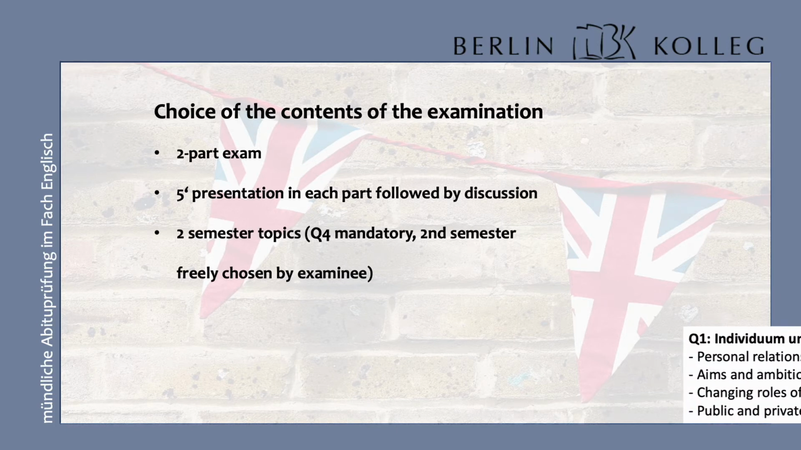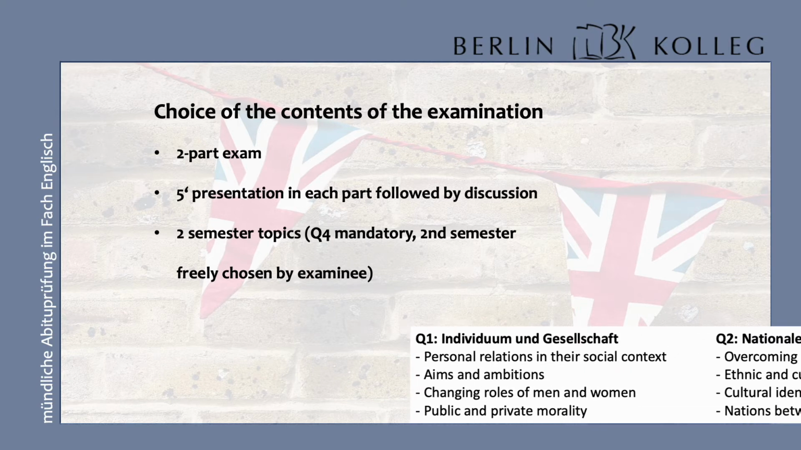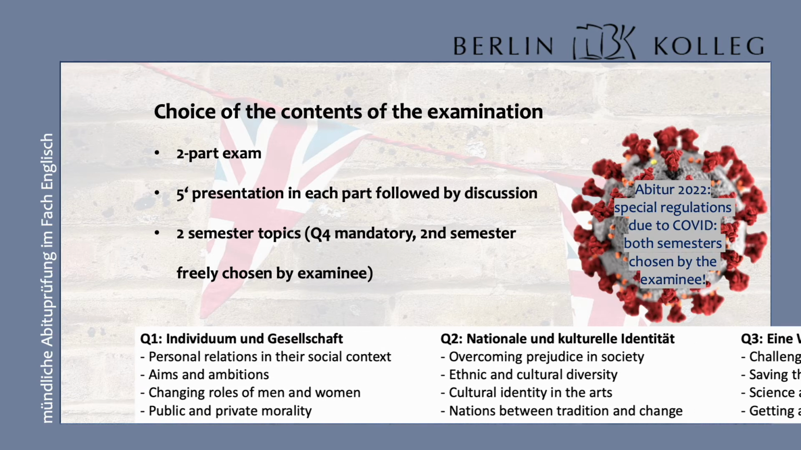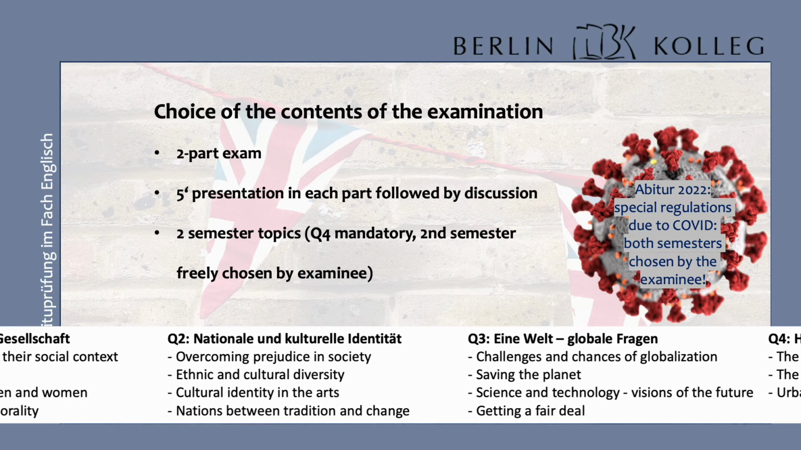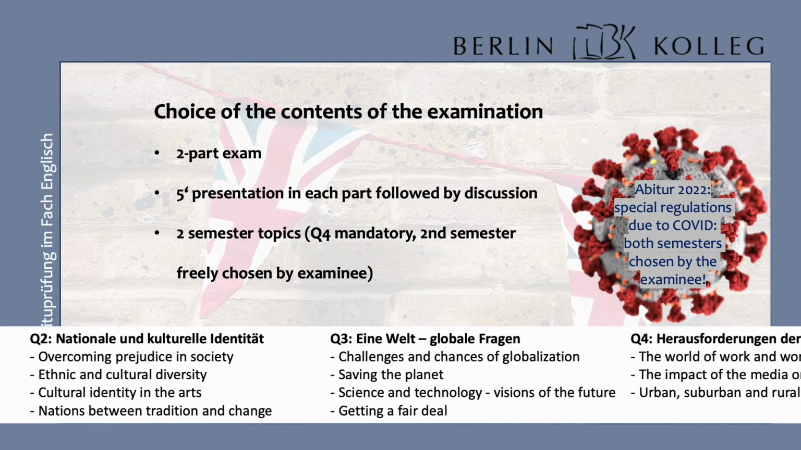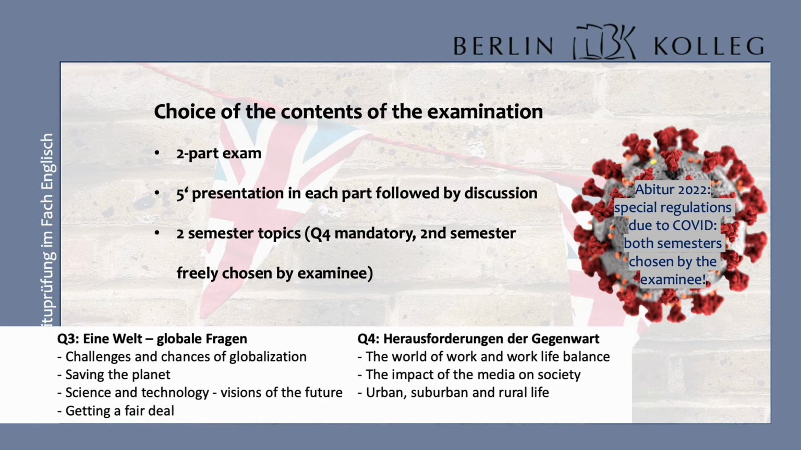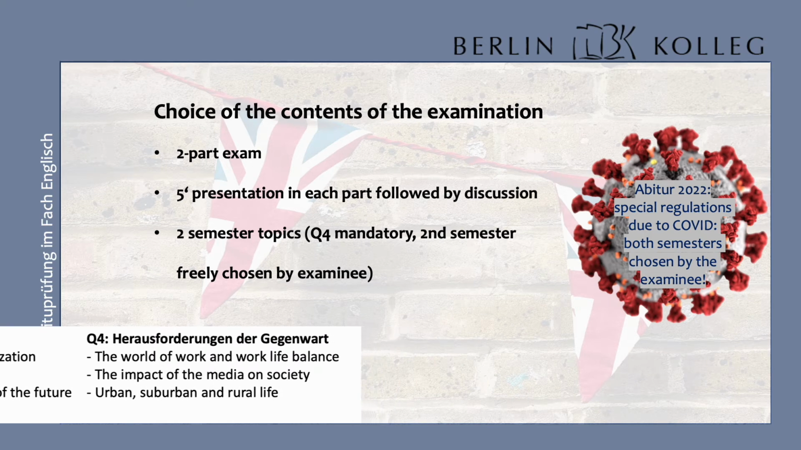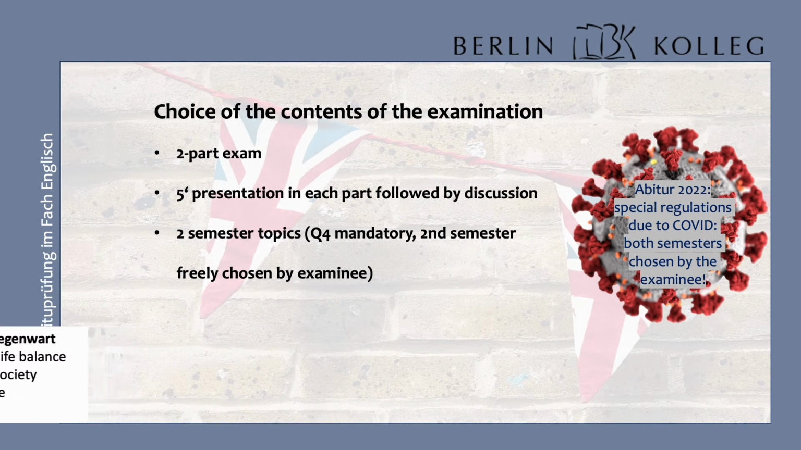Each part of the examination refers to one semester topic. One of them is mandatory, Q4, currently the impact of the media on society. The second is chosen by the examinee. Since the semester topics in English do not build progressively on each other, a choice according to personal interests is possible here. If necessary, it should be considered that the last 2 semesters may have remained fresher in the memory due to the shorter time interval to the exams. The semester topics are therefore both known to the examinee beforehand, so that targeted preparation is possible.